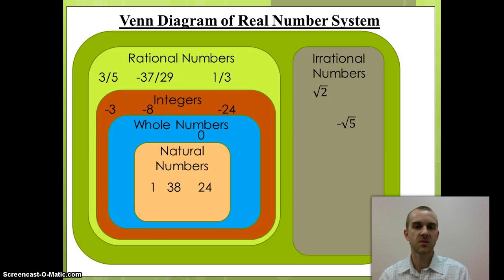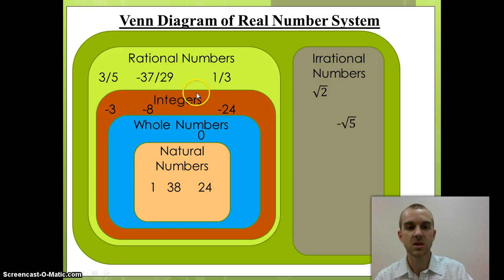Now, if we want to look at it as a Venn diagram, we look at this large group as the real numbers, and within it we have rational and irrational. Irrational numbers, there's an infinite number of them, and a lot of them have square roots. There's also things like pi, e, that would fall into the irrational numbers. Rational numbers start off with fractions and other values, square roots that simplify, that are perfect squares.